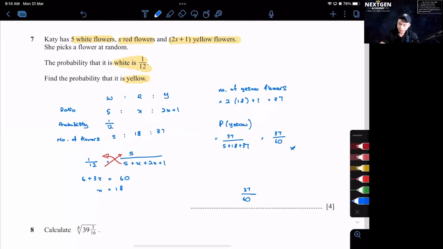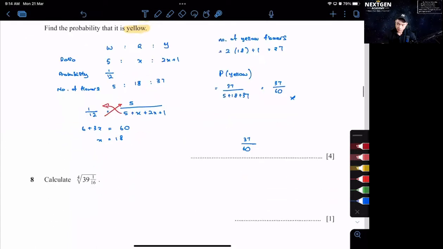So this is a 4-mark question. So probability, make sure you know how to do probability. I like to write it in ratio. It's easier for me to see. Cool. All right, let's go. Next one.